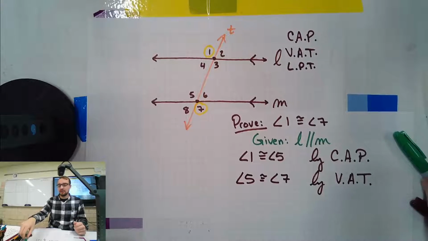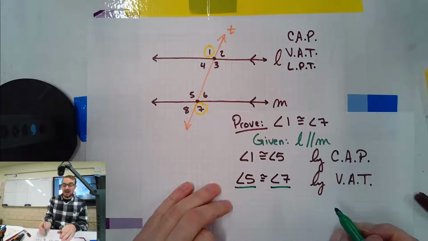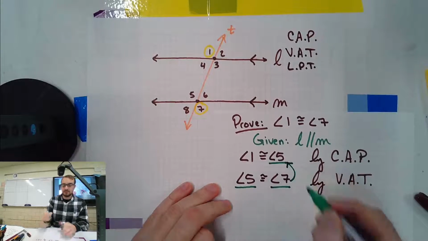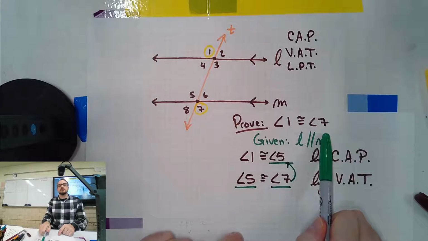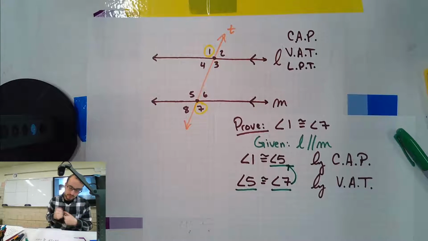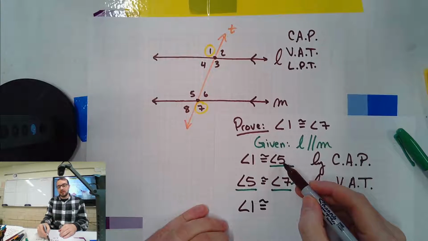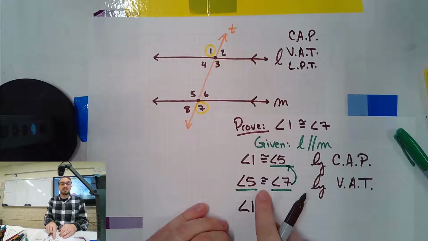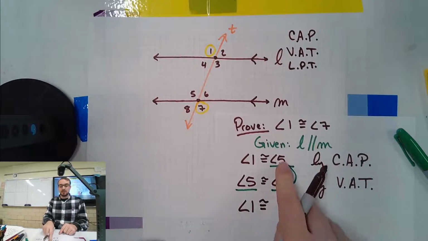Cool. Well, now notice 5 is the same thing as 7. So wherever I see a 5, I can replace it with a 7. That's what I'm going to do. Why? Because I want 1 and 7 together. So 1 is congruent to angle 5. But instead of writing angle 5, I'm going to write angle 7. Remember, this congruency sign, like an equal sign, means they're the same thing. Means they're interchangeable. So I can switch out that 5 for a 7.